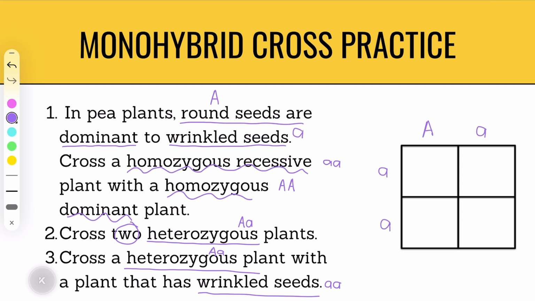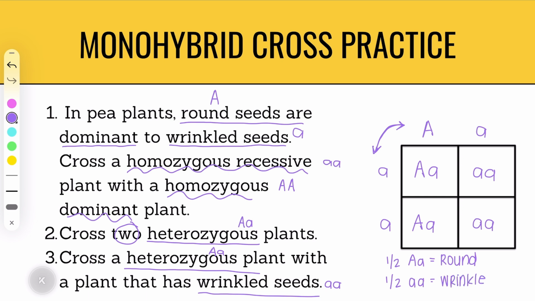Remember, if you put this parent on that side, it's going to work out the same way, so don't worry about it. So then I fill out my Punnett square, and I get this. That means that you should have gotten 1/2 would be big A, little a, which means that 1/2 are going to have round seeds, or 50%. And then 1/2 are little a, meaning that they're going to have wrinkled seeds. And once again, if you want to do the percentage, unless you're asked specifically to not do a percentage, that is completely fine.